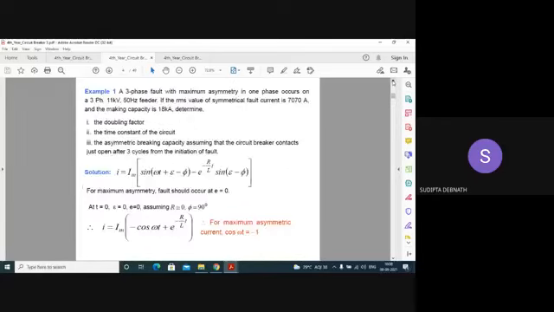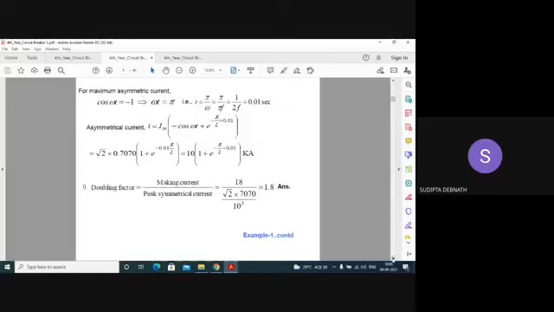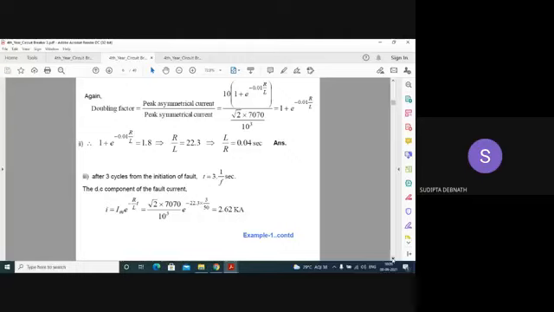The last one, the asymmetrical breaking capacity, assuming that the circuit breaker contacts just open after 3 cycles from the initiation of the fault. So 3 cycles, that means the DC component will obviously decrease after 3 cycles. So you find out the DC component after 3 cycles. So 3 cycles means you find out what is the time. 50 cycles means 1 second. So 3 cycles means 3 by 50. So you put T equal to 3 by 50. So find out what is the DC component after 3 cycles.